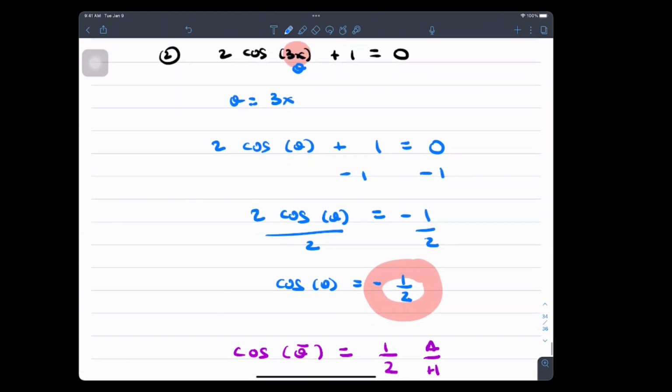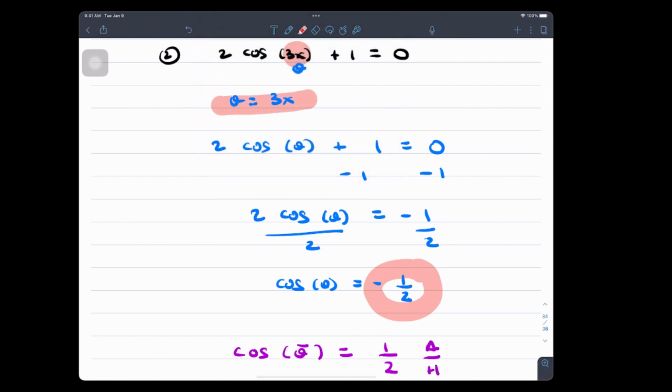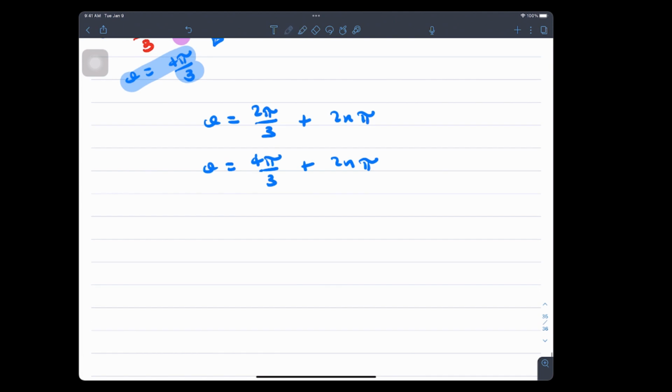So now you want to remind people, what was theta to begin with? Theta was what? 3x. So replace this theta with 3x. Okay, replace theta with that 3x.